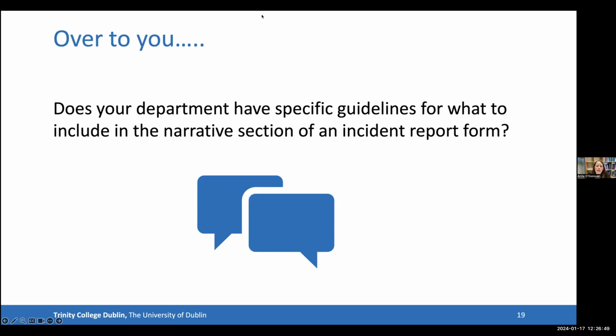Again, I don't know if anyone has specific guidelines on the narrative section of their incident report, if they'd like to use the microphone. I would guess that most of you would say no to this, but if anyone has specific guidelines, it'd be very interesting to hear from you either now or towards the end of the presentation when we have a discussion about the overall guidelines.